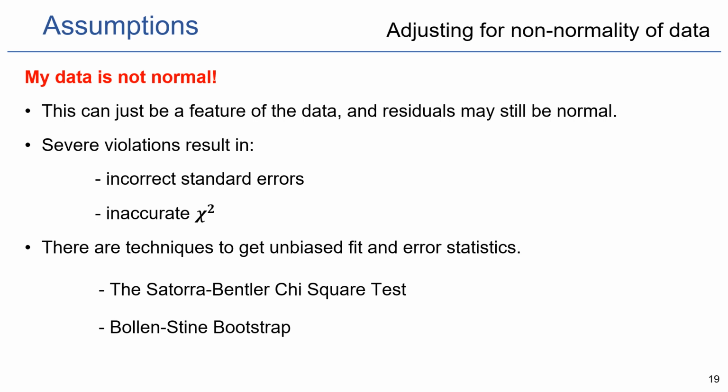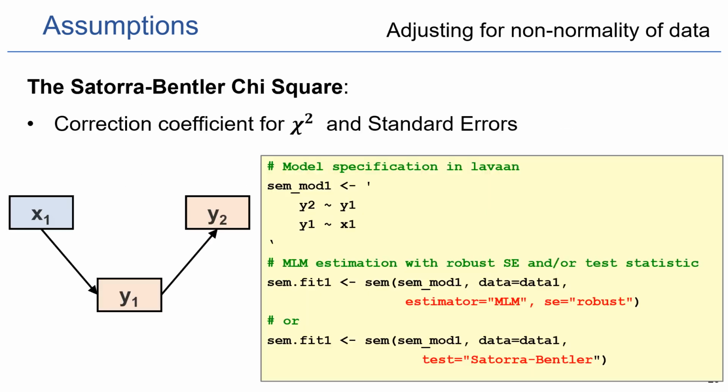And if we have very little, not significant departure from the normality of the data, we still can use the covariance-based SEM. But if we have severe violations in this assumption, then we can get underestimated standard errors, but also not accurate estimation of the fit of the model. And there are some techniques that we can use to get the unbiased fit and error statistics. The first approach is to use the Satorra-Bentler chi-square test, and alternatively we also can use the Bollen-Stine bootstrap.